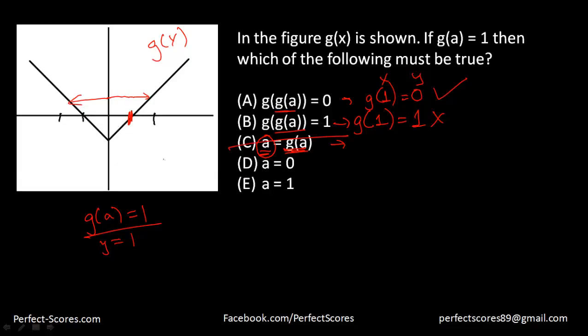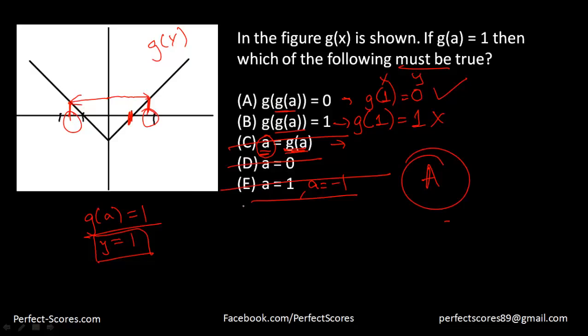Similarly, if I say a is equal to 0, over here the a is definitely not 0 because it says that g of a is 1. That means the value of y is equal to 1 is true here and is true here. That means definitely a is greater than 0 and less than 0. That means this is also eliminated. And it says which of the following must be true. A can be equal to 1, a can be equal to -1 also, because there are two values of a. That means this is also eliminated. Hence a is my answer.